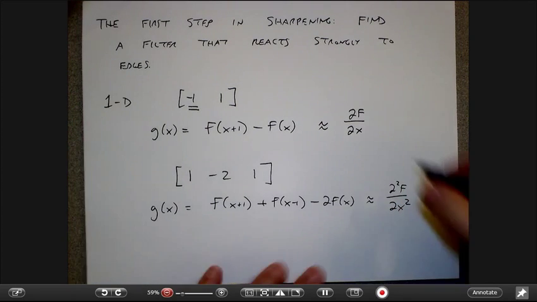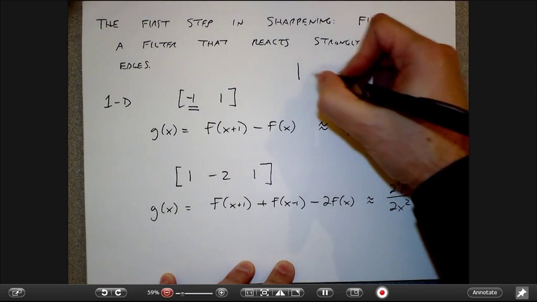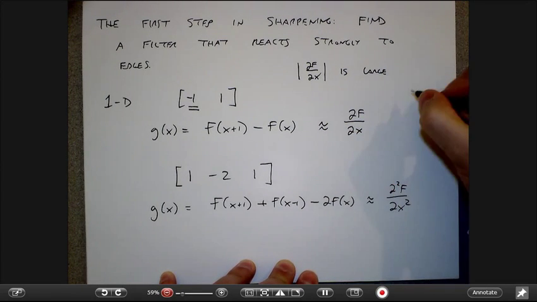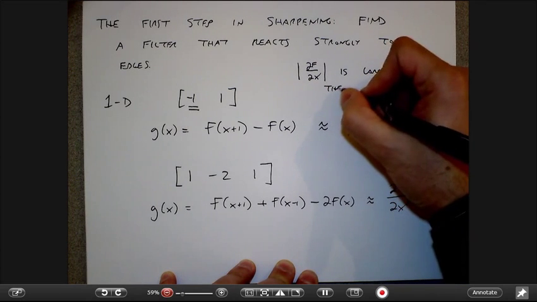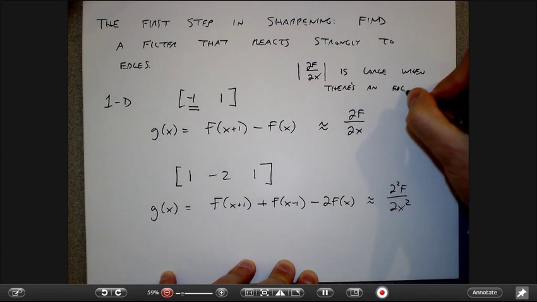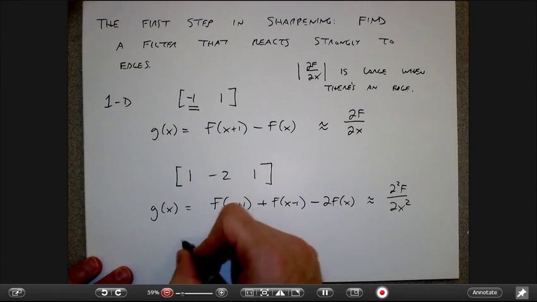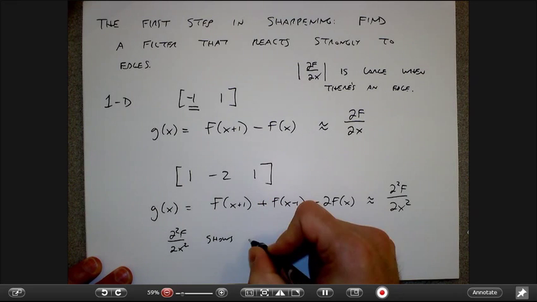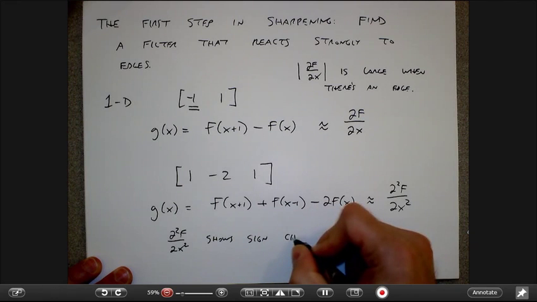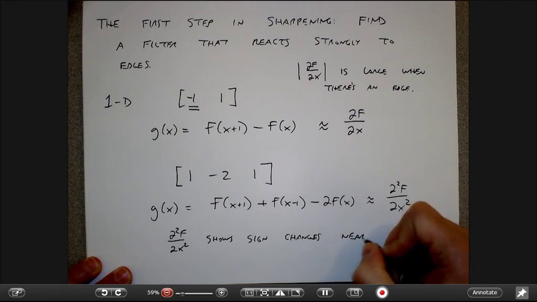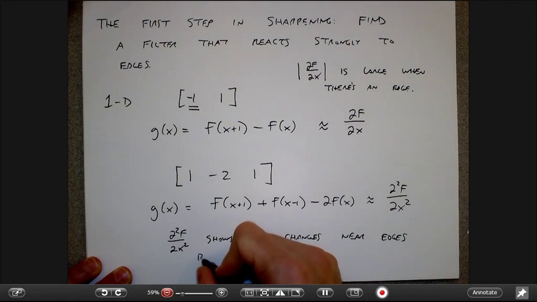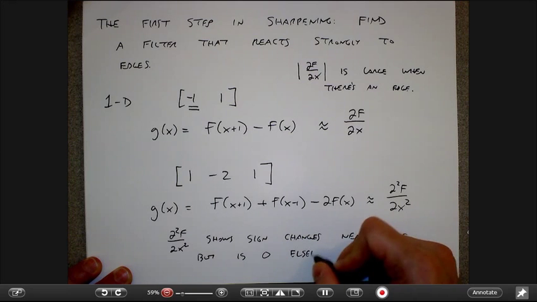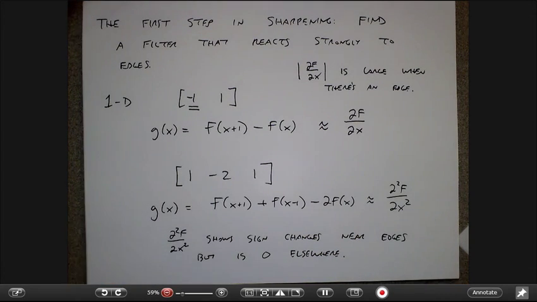And so what we learned from our little toy example was the absolute value of the derivative is large when there's an edge. And we learned from the other example that the second derivative shows sign changes near edges, but is zero elsewhere. So in some sense, that gives me a more local response, okay?